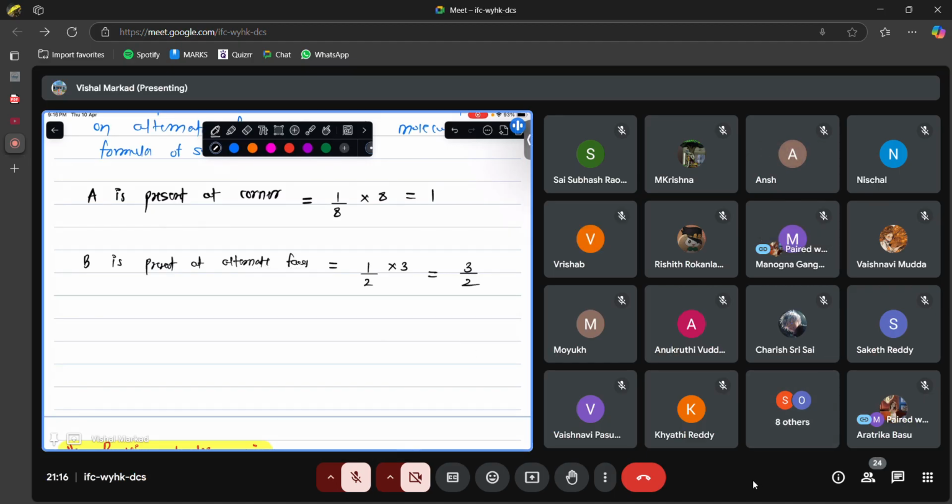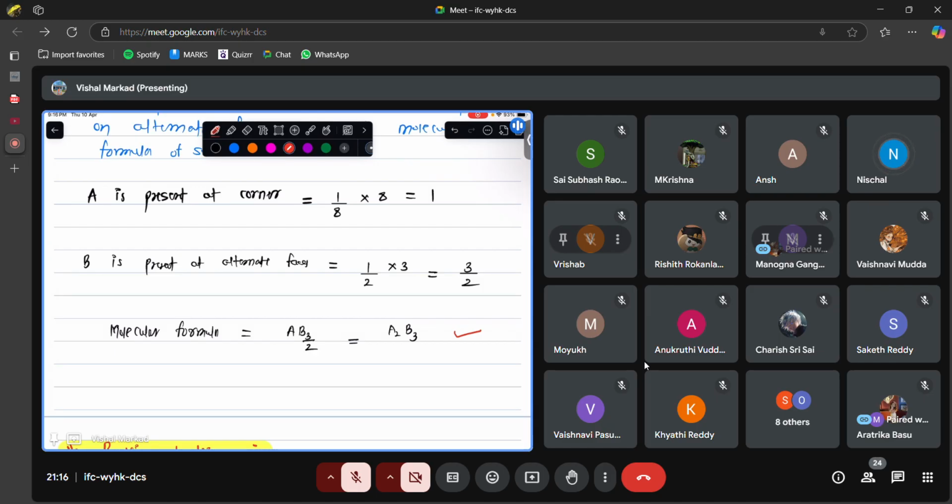So what is the molecular formula then? You will get A, then B 3 by 2. Can I write the formula like this, A2B3? Right? So this is your answer, this is the formula.